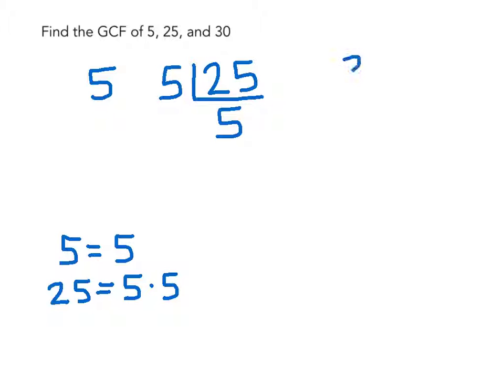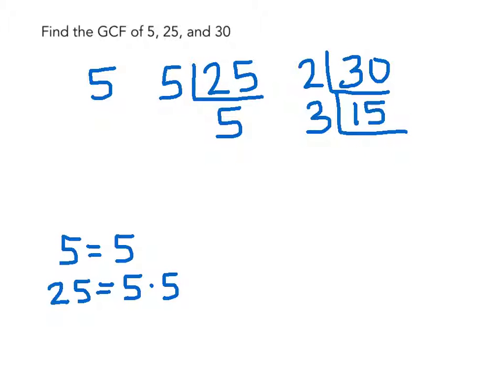Our last number is 30. Box it in, and 2 will divide evenly into 30 15 times. 15 is not a prime number, so I box it in. 2 will not divide evenly again, but 3 will, and it divides into 15 5 times. Since 5 is a prime number, I can write the prime factorization of 30. It equals 2 times 3 times 5.